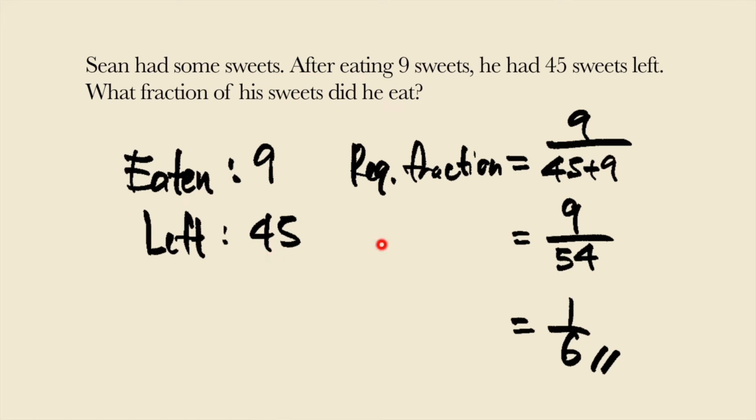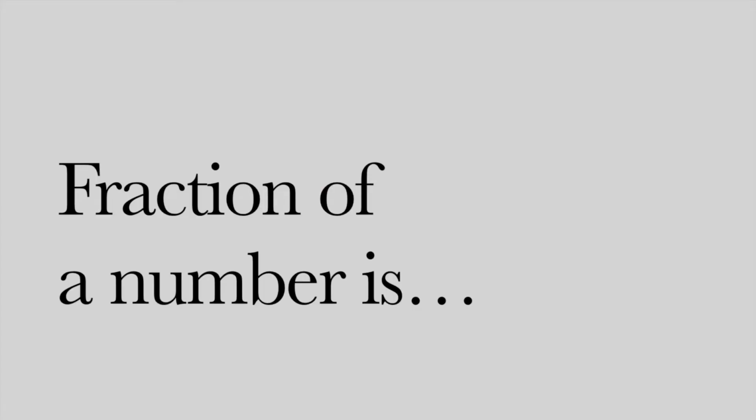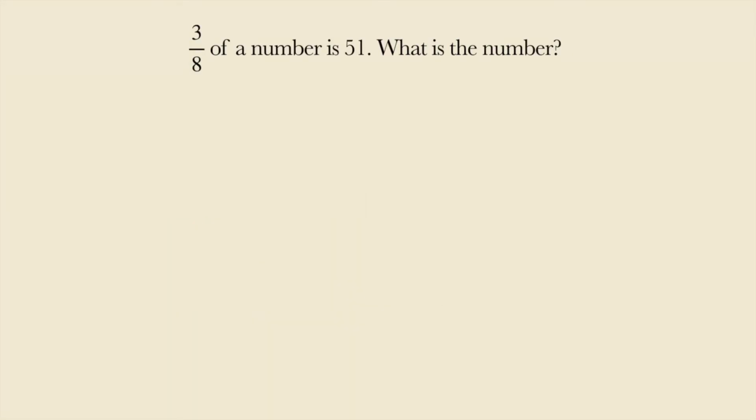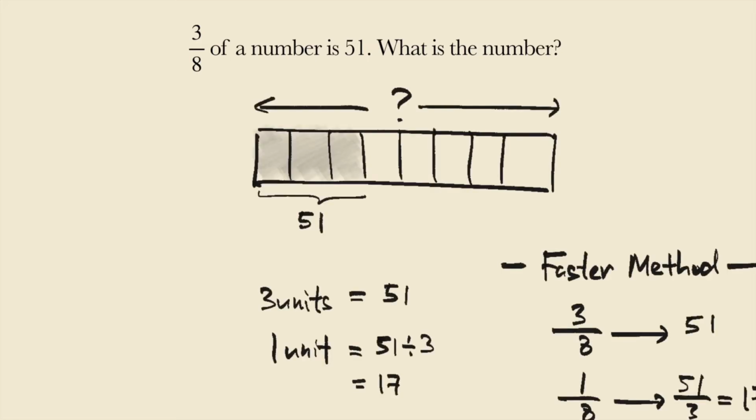That means what fraction of the total did he eat? He ate 9, had a total of 54 at first. Simplify, you get 1/6. Next is a question type that is quite popular in booklets A and B. Let's find out. 3/8 of a number is 51. What is the number?